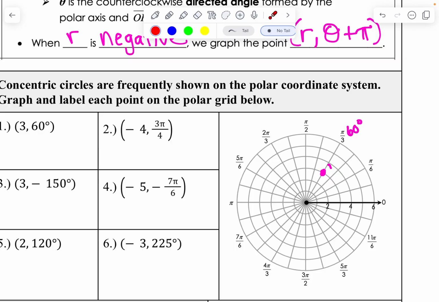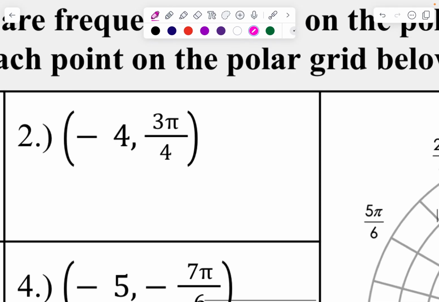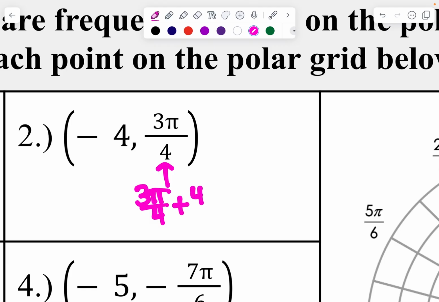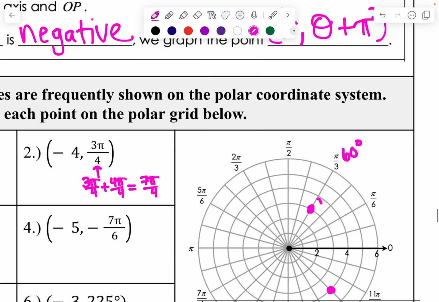3 pi over 4 is going to be right here. If we want to go negative, we just go from there down this direction, and we go 4 units. So we're going to plot it right here. Rather than 3 pi over 4, if we add pi to that, where pi would be 4 pi over 4, we get 7 pi over 4, which is why it ended up down here rather than here.